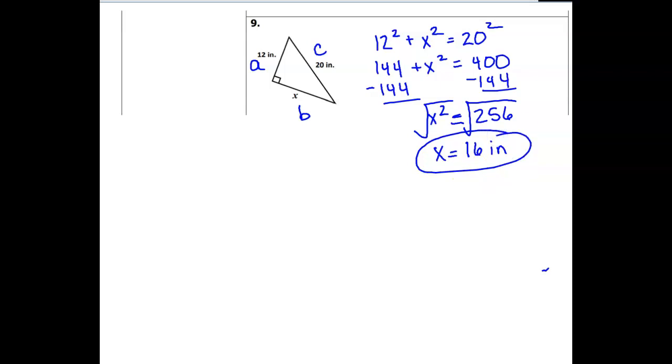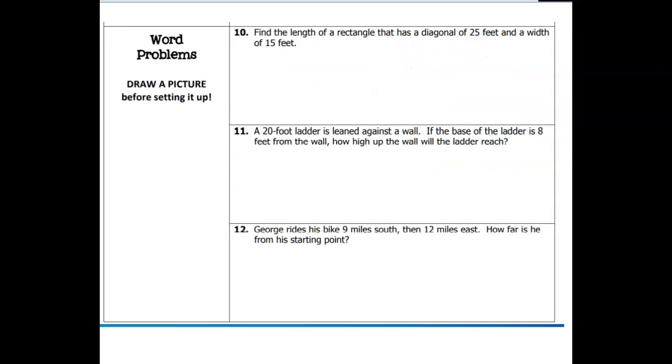Okay, so with the Pythagorean theorem, we can also use it for word problems. So with word problems, it really helps to draw a picture before setting it up. So the first one says, find the length of a rectangle that has a diagonal of 25 feet and a width of 15 feet. So if I draw my rectangle, my diagonal is what goes from one side to the other. So this is going to be 25 feet. We're finding the length, and the width is 15 feet. So we can say our 15 is here, and what we're looking for would be right here. Okay, so our right triangle would be like that.